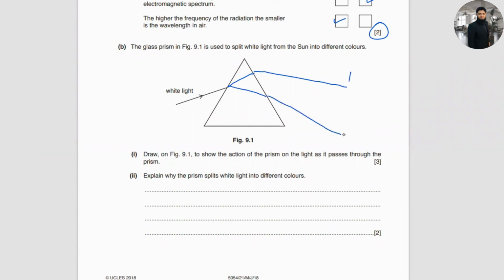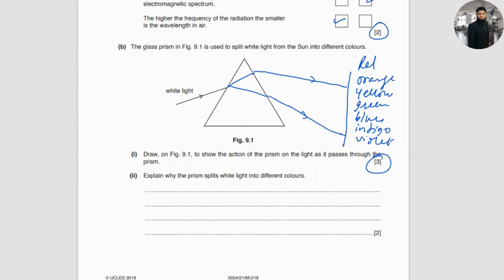So this is the spectrum that is formed. So the colors are red, orange, yellow, green, blue, indigo, and violet. Right? These are the colors that are formed when the light falls onto the prism.